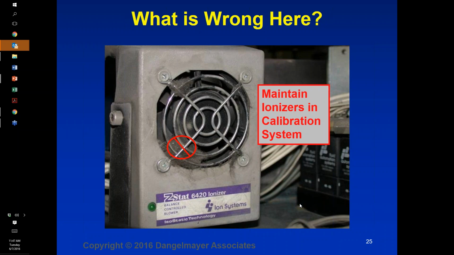Customers freak out on me because they think ionizers are dangerous. Is there any comment on that? I'm not sure what they mean by dangerous.